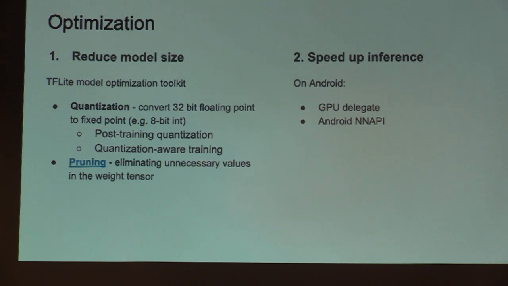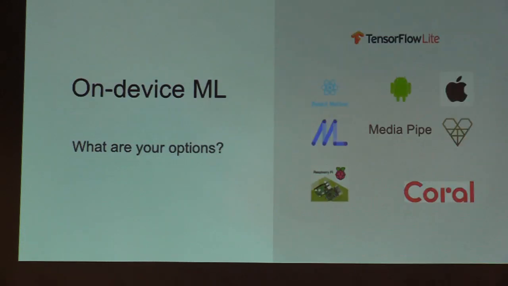And then the second one is to speed up the inference. This is just using Android as an example, that you can actually use the GPU to speed that up, or the Android Neural Networks API to speed up the inference. Now, we're going to look at what are some of the options for on-device machine learning, in particular, how to deploy your TFLite models to run inference.